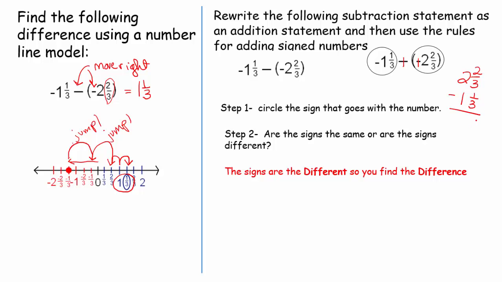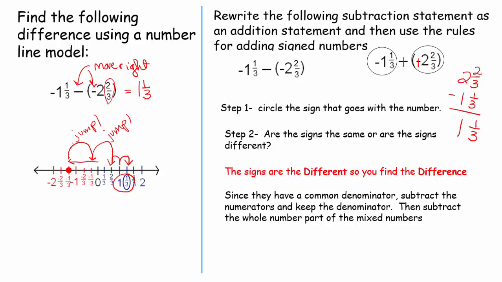2 minus 1 is 1, so that's 1/3. And then here 2 minus 1 is 1, so that's 1 1/3. That's my scrap work off to the side. Since we had the common denominator, we simply subtracted the numerators, kept the denominator, then we subtracted the whole number part of the mixed number. That's how we work that out.